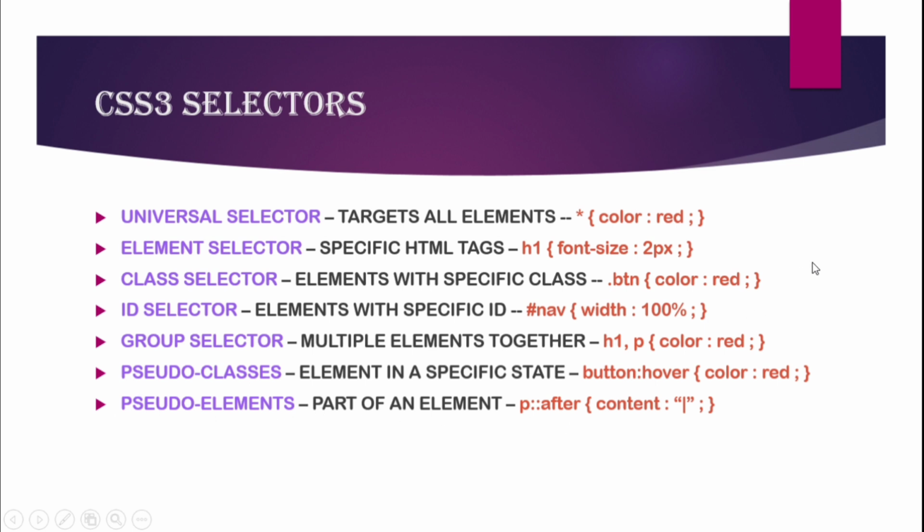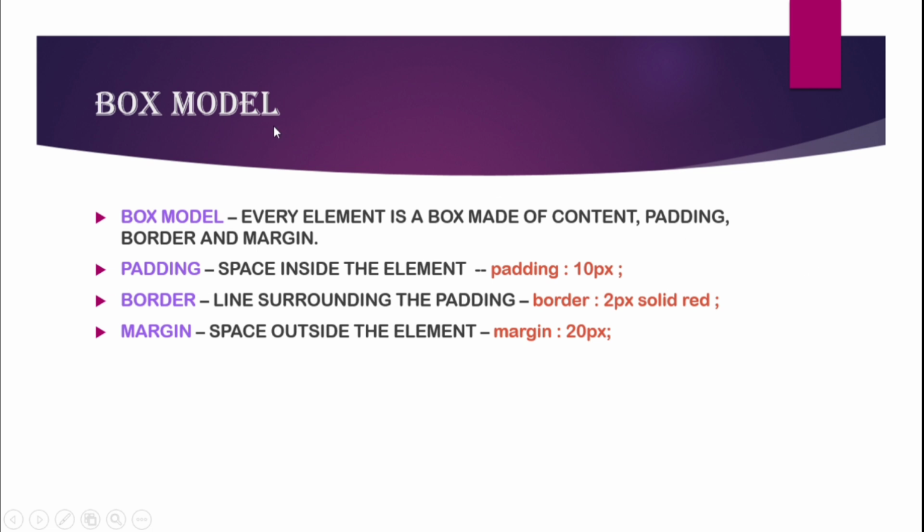Box model is one of the most important things in CSS3 and one of the most important things that you need to learn. Box model is nothing but every element is a box made of content, padding, border and margin. So these four elements make the box model. Here you can see that content is nothing but the information that we write, like my name is Ajay, my name is Abhi, or my name is Raju. So this is the content that I have written, and for that it has padding. What is padding? Padding is space inside the element.